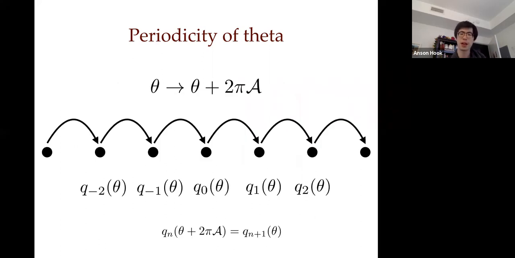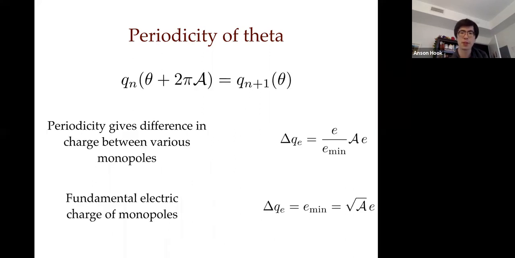In particular, you have many different monopoles here, and as theta goes to its periodicity, theta plus 2 pi times the Tuft anomaly, 1 is exchanged with 2, is exchanged with 3, is exchanged with 4, is exchanged with 5, et cetera, et cetera. You just leapfrog along. And so what you see then is that this periodicity is telling you about the difference in electric charge between monopoles. So the fact that the monopole sends one guy to the next guy along tells you about the difference in the electric charge.